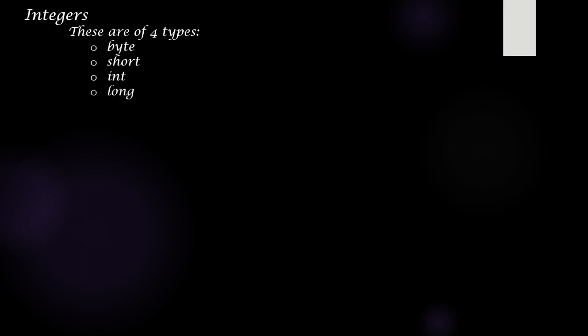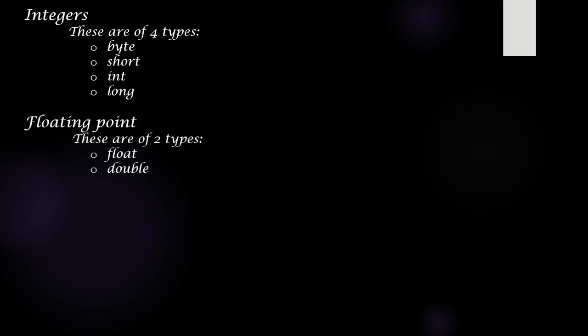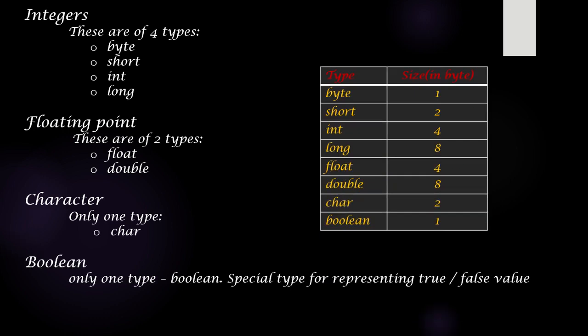Now let us go into further details. Integer is further classified into four types. They are byte, short, int, long. Floating point is of two types, float and double. Character is only one type, char. And boolean is also of one type, a special type used for representing true or false value. So this table shows the available size of these types of data.